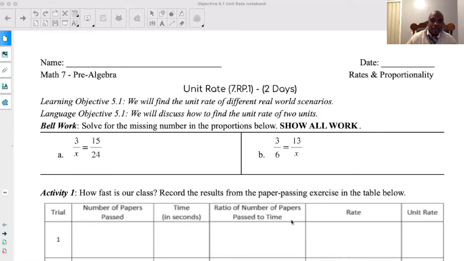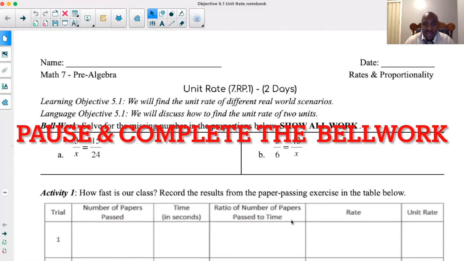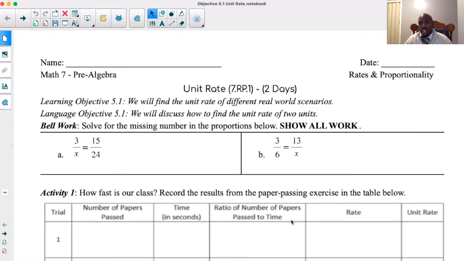Take out your packets and join me at lesson 5.1, which talks about something called unit rate. As you can see, compared to any other lesson I've ever done, this lesson is a 2-day lesson. We'll take some time in class doing a couple of different exercises, but I also believe the content will take us 2 days to really get through. We're going to find the unit rate of different real-world scenarios, discuss what a unit rate is, how to determine if it's a unit rate, and even what the word unit itself means.